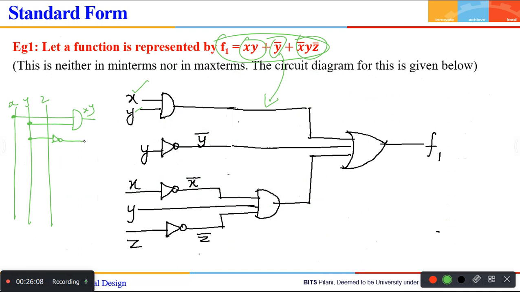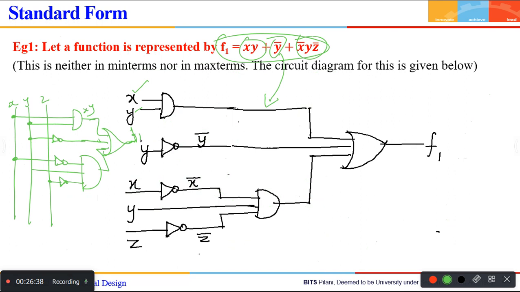X bar, y, z bar, three input AND gate. And before that, you have to not x and z. Okay, take x, not it. Okay, and y direct, and take z, not it. Okay, and what you do, you AND it, then you just have to OR all the three gates, just OR. This is what your F1 is, that's all.